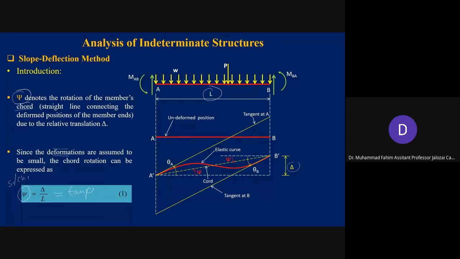So these are just definitions of the terms. I hope these are clear to you up until now. Now, based on the conjugate beam method and the moment area method, how can we find this value?